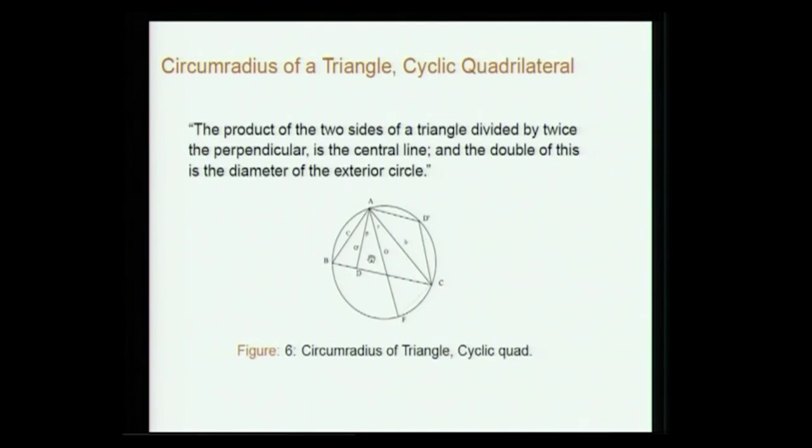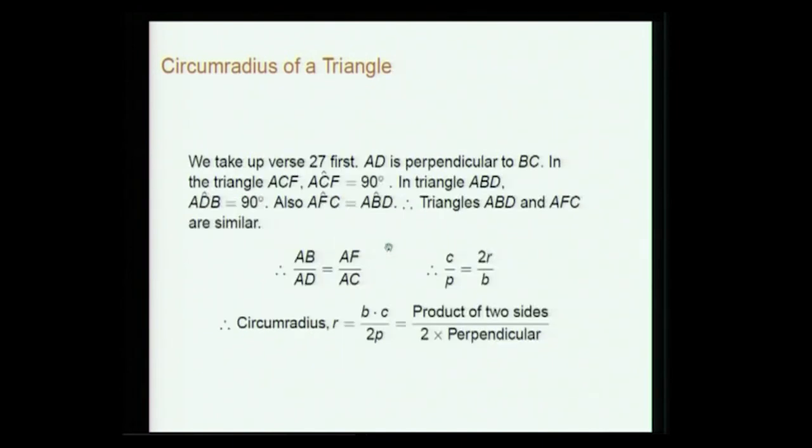So, AB divided by AD is equal to AF by AC. So, C by P is 2R by B. So, R is B into C divided by 2P. So, the circumradius is the product of sides divided by 2 into the perpendicular. I think this is the first time that the circumradius has been obtained.